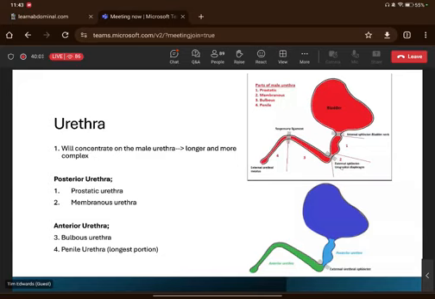And then the section that's most characteristic, as you'll see on the studies that I'm going to show you next, is the bulbous urethra. So it's exactly what it says. It looks bulbous on fluoroscopic studies, and that then becomes the penile urethra, which is the longest portion and the final portion, which drains into the external urethral meatus.